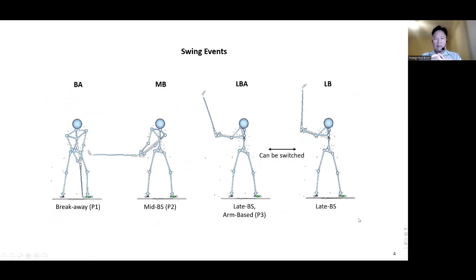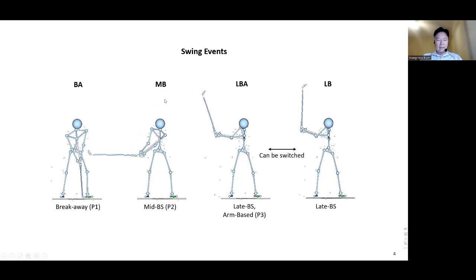So let's take a look at the swing events. First, the set of events here, we have BA, MB, LBA, and LB. BA stands for breakaway. I think I originally started using the term ball address, but then eventually changed it to breakaway because I tried to emphasize the importance of breaking away from the static posture. In a dynamic swing motion, you have to break away from the static setup position well. So in order to emphasize the importance of this, I changed it to breakaway. In other words, this is the address position, but this is the beginning of the backswing motion. So this is when the club head starts moving.